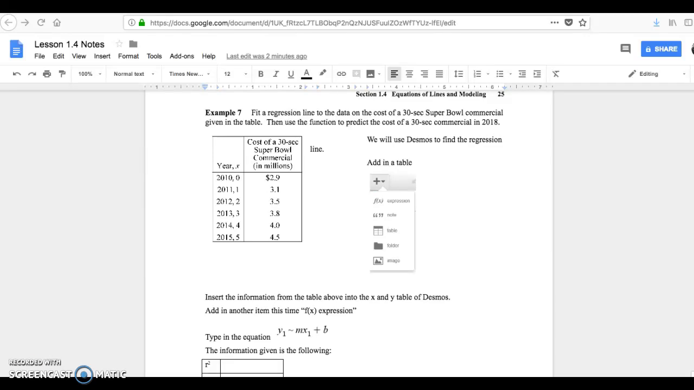Hey guys, let's finish up our example from class today using Desmos to fit a regression line to our data. In class, we did example 6, graphing by hand. So let's turn this data in and use Desmos to graph and find the linear regression line. We'll see that it's a lot more accurate of a line.